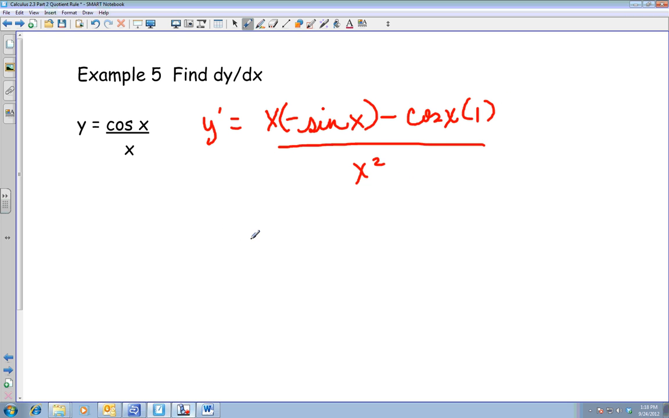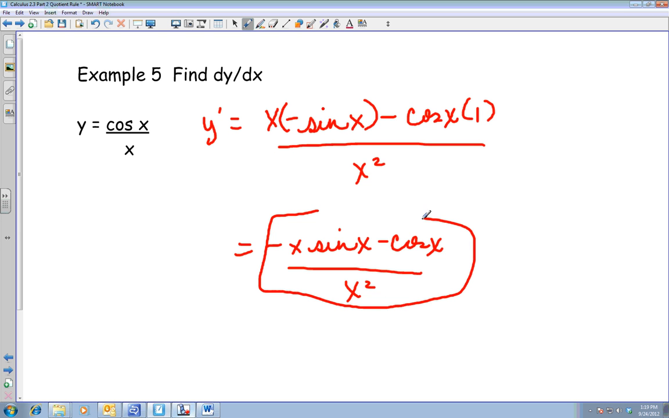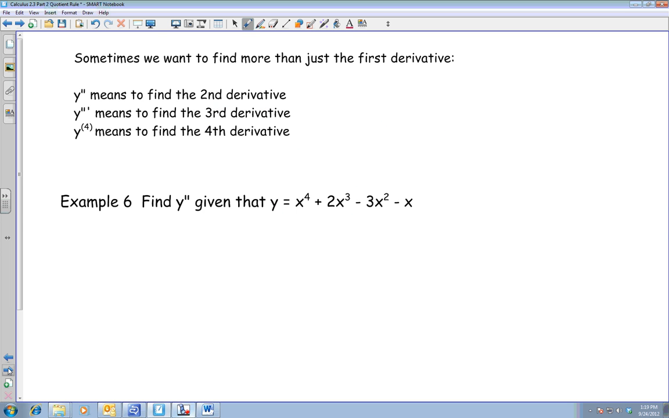So I'm going to kind of fix this. This is x times a negative sine x, so I'm going to bring my negative out in front. And leave it just like that. You're not going to try to cancel any x's because that can't happen. And there's your answer. I think we have one more.